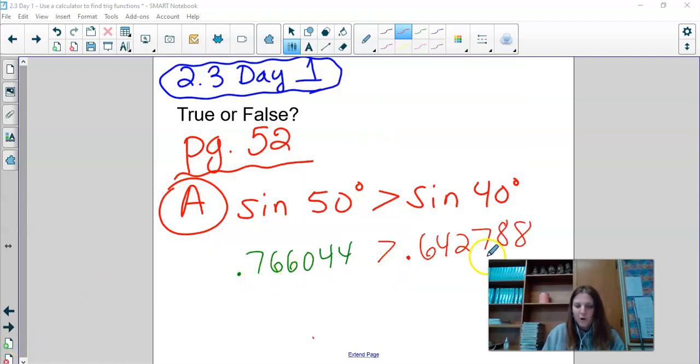So is this true or false? And if you look at this number, this is bigger than, remember the alligator eats the bigger number? This is bigger than the 0.64, so this is true.